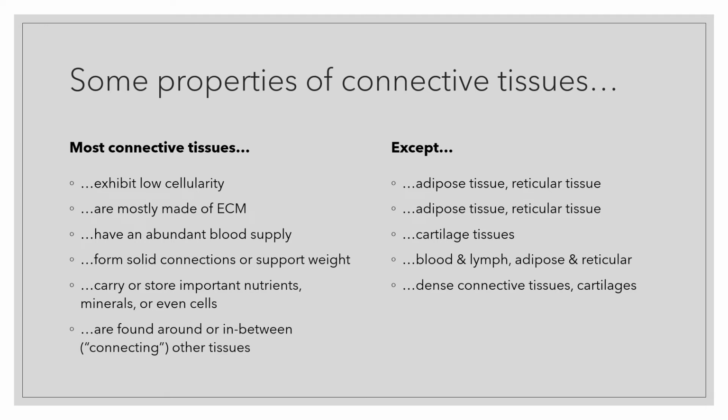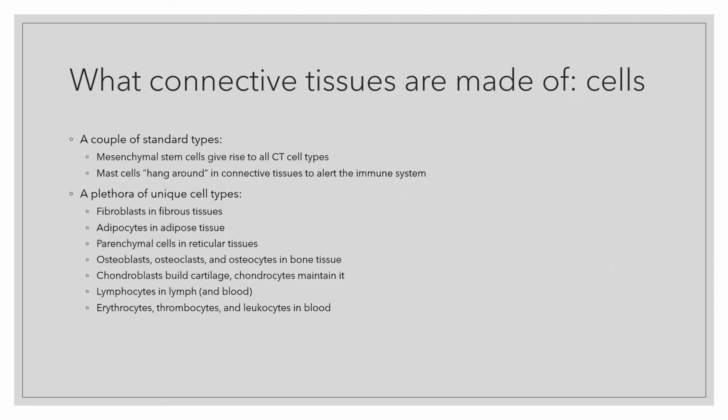Okay, so let's talk then about what connective tissues are made of. First off, I want to talk about the cells that make them up. There are a couple of standard types. Mesenchymal stem cells. All connective tissues arise from a tissue layer in the fetus or the embryo called the mesenchyme. And so mesenchymal stem cells give rise to all the different connective tissue cell types. There are a handful of mesenchymal stem cells still around in your body as an adult, just in case you need tissue repair, but they're very, very rare.